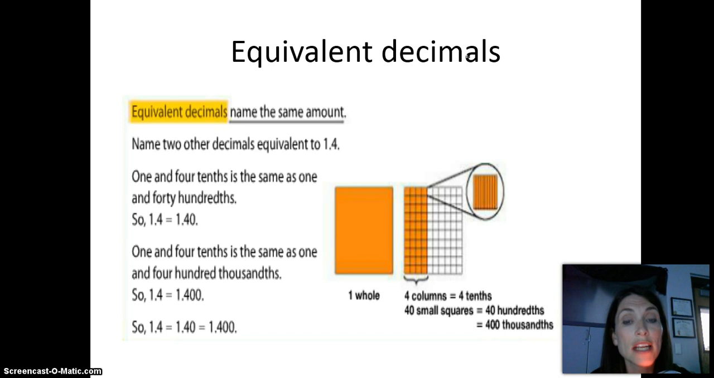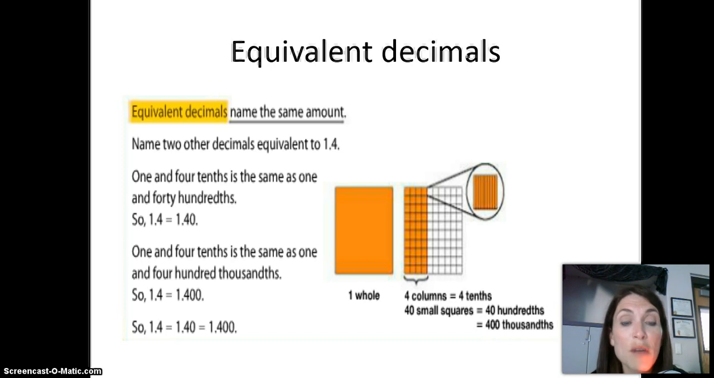We're going to look at a couple of examples of this. So let's name two other decimals that are equivalent to 1 and 4/10. 1 and 4/10 is the same as 1 and 40 hundredths. The reason we know this is because of what we understand about place value. They each have a 1 in the ones column, and they each have a 4 in the tenths column. 1 and 40 hundredths also has a 0 in the hundredths column, but that does not make its value any larger than 1 and 4/10. That's why they're equivalent.